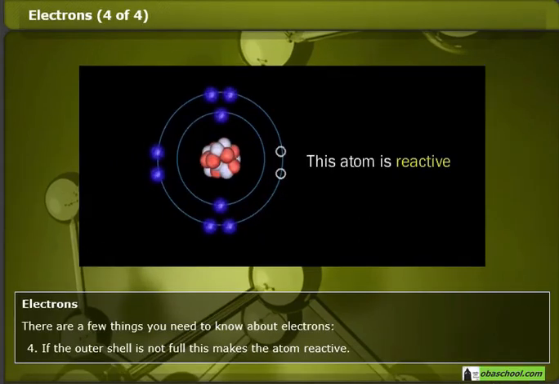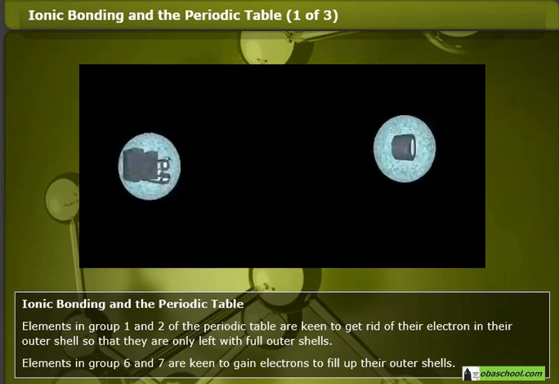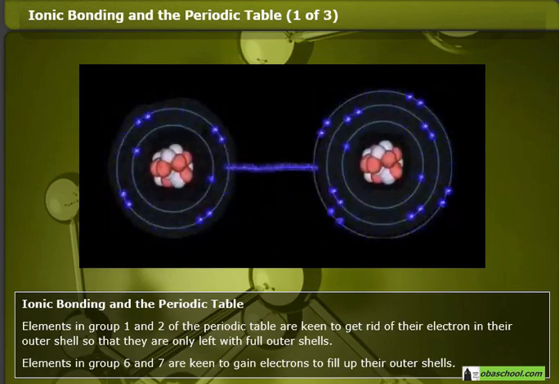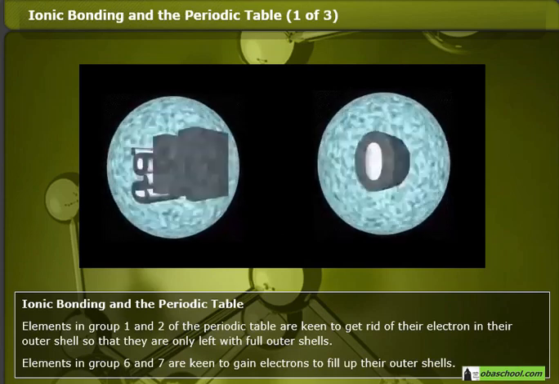4. If the outer shell is not full, this makes the atom reactive. Elements in groups 1 and 2 of the periodic table are keen to get rid of their electron in the outer shell, so they are left with only full outer shells. Elements in groups 6 and 7 are keen to gain electrons to fill up their outer shells.